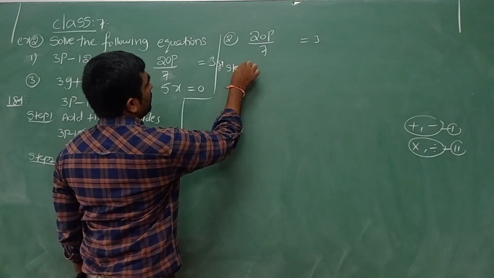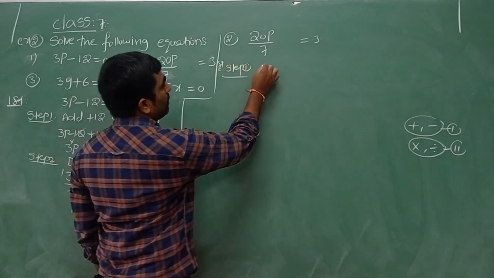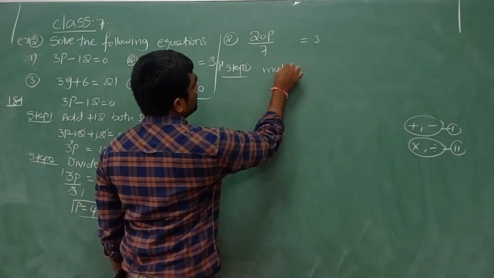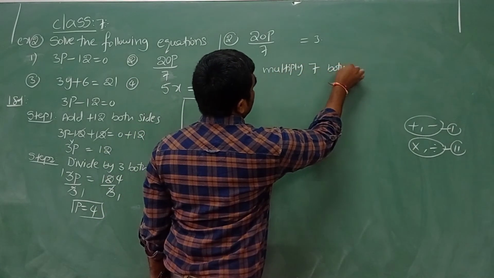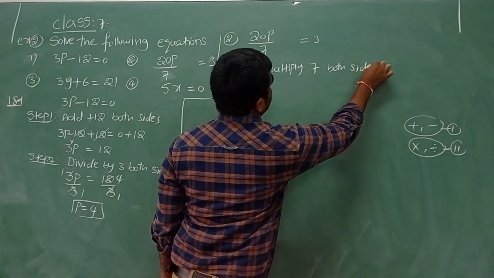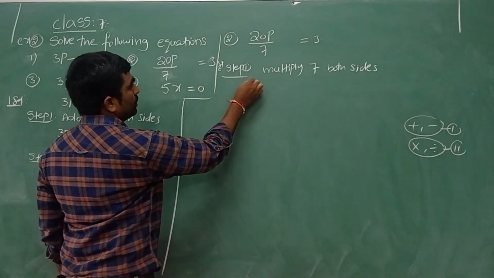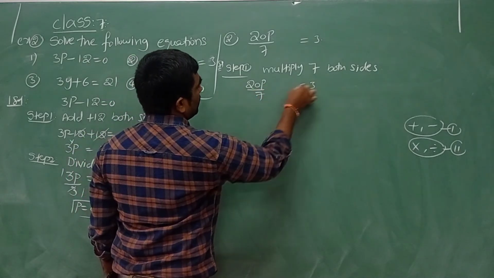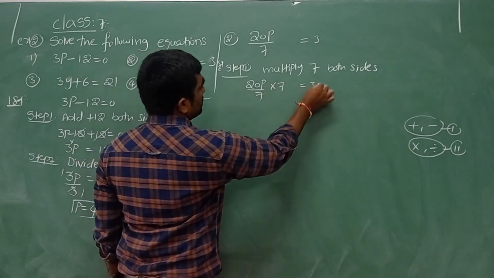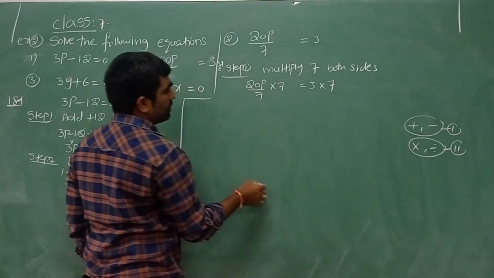So first step, let me write here: multiply 7 on both sides. Both LHS and RHS will multiply with 7. So let me write here 20p by 7 is equal to 7. LHS multiply by 7, similarly RHS also multiply by 7.